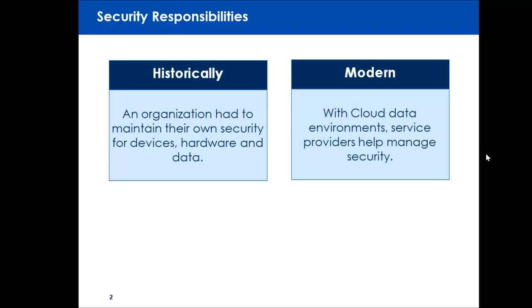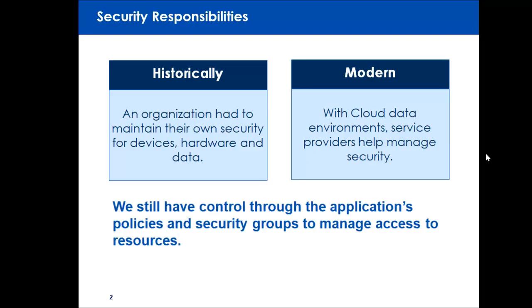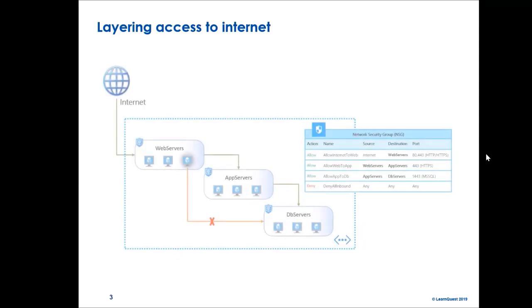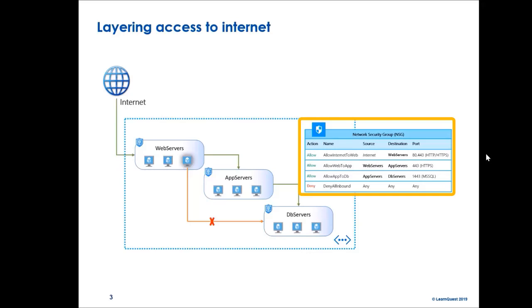While Azure provides infrastructure-level security, we still have control using policies and security groups to manage access to the resources within the organization. One example of this is access to the Internet. Typically, an application will have a front end, or UI, that has web access, but the supporting data is behind a firewall in a database server without Internet access. We can allow access to the Internet using network security groups within Azure.